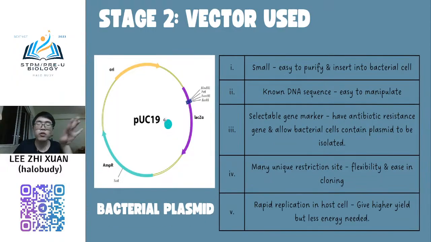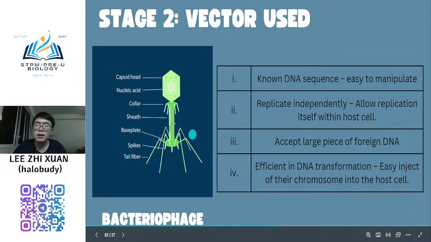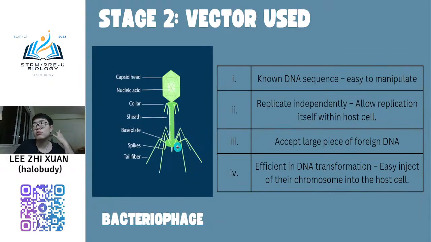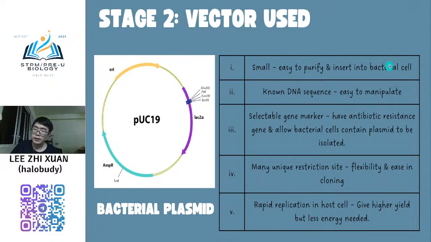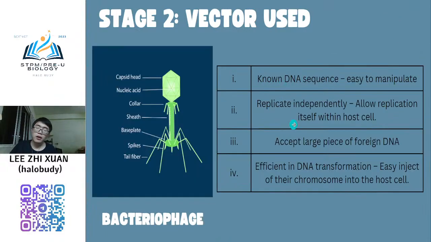But the most common one is the bacterial plasmid. Bacteriophage is used where we want to clone a very long, more complicated DNA of interest. So why do we need to use it? Normally there are the same reasons as for the bacterial plasmid. It has a known DNA sequence, replicates independently, accepts large pieces of foreign DNA, and is efficient in DNA transformation.